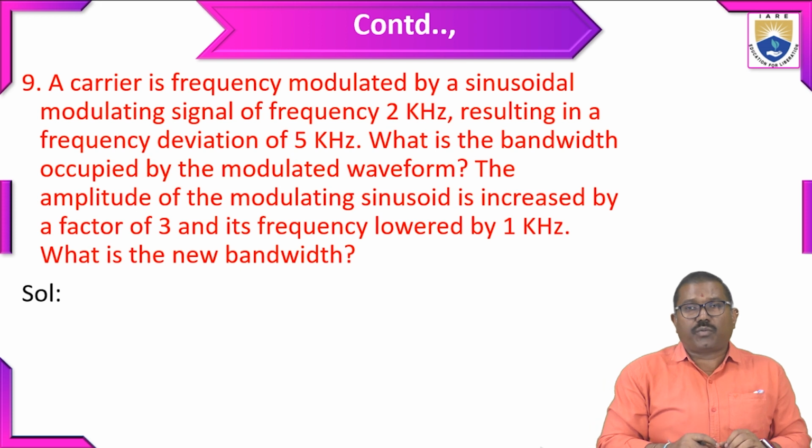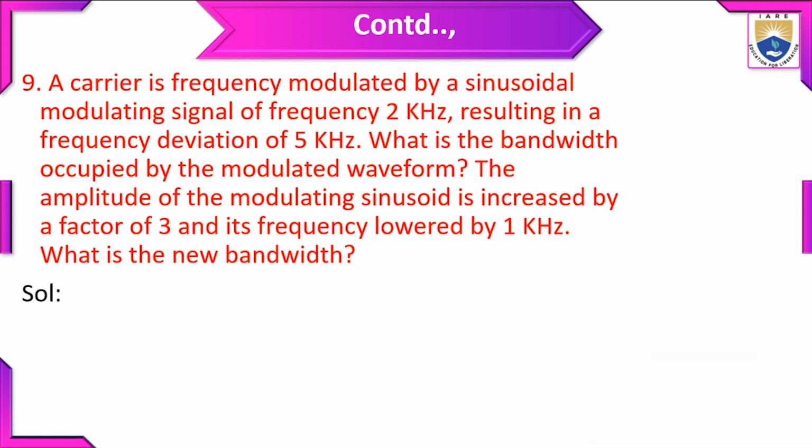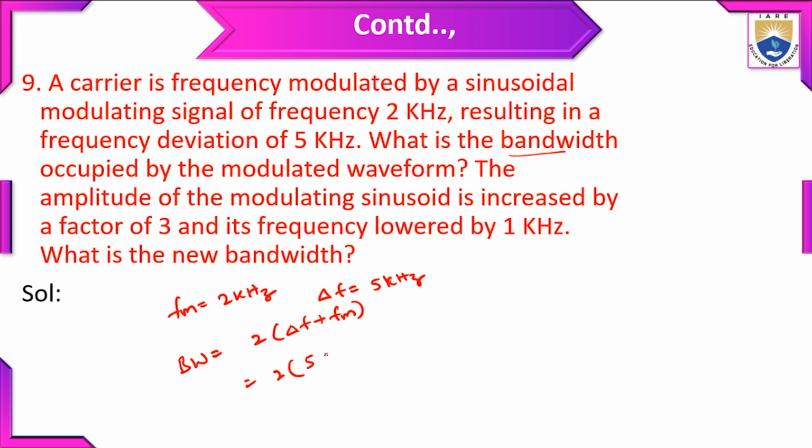Okay, so this is another type of problem. Let us write the given data. First they gave fm, so fm is 2 kilohertz, and the frequency deviation is 5 kilohertz. What is the bandwidth? The bandwidth formula is 2 into (delta f plus fm). So 2 into (5 kilo plus 2 kilo), so the bandwidth is 14 kilohertz. This is the first part of this problem.